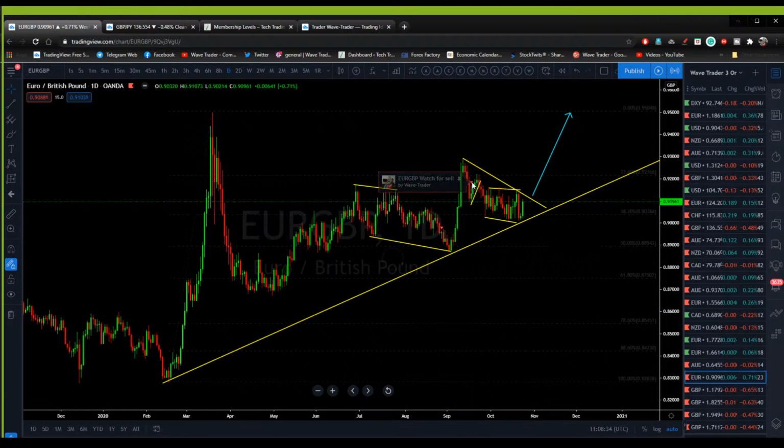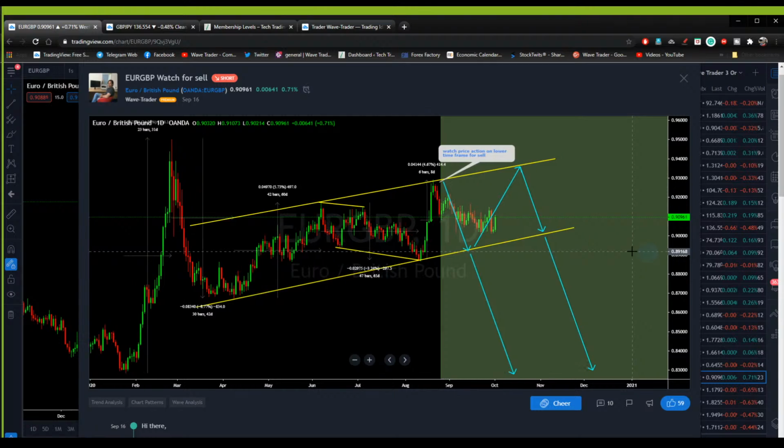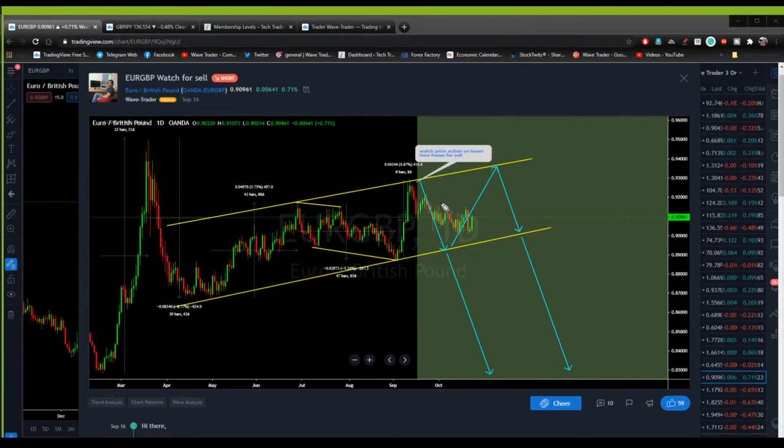So Euro Pound, to break up. We had that leg lower, but it's simply struggling to go lower. This can break out aggressively to the upside. Again, guys, it's going to depend on the outcome of the Brexit. It's going to depend on what the outcome of those trade talks is going to be.